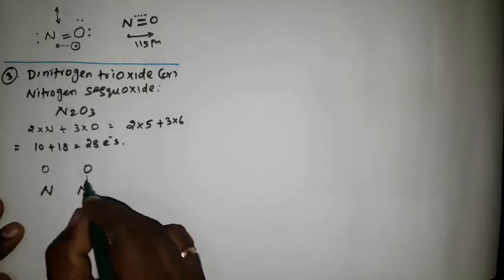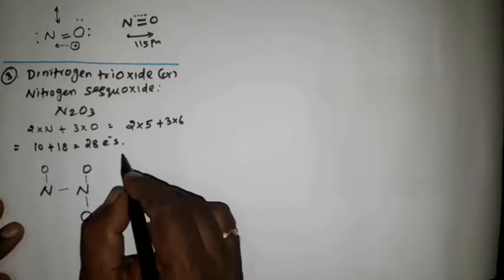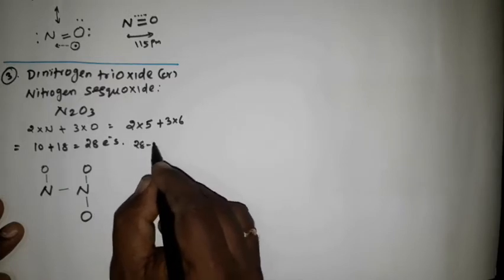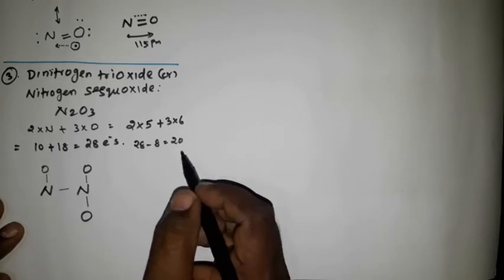Now draw single bond between all the atoms. Single bond, single bond, single bond, single bond. Okay. Now check this, all the single bonds together are 8 electrons. So 28 minus 8 equal 20 electrons remaining. Now these 20 electrons you have to share between the atoms.